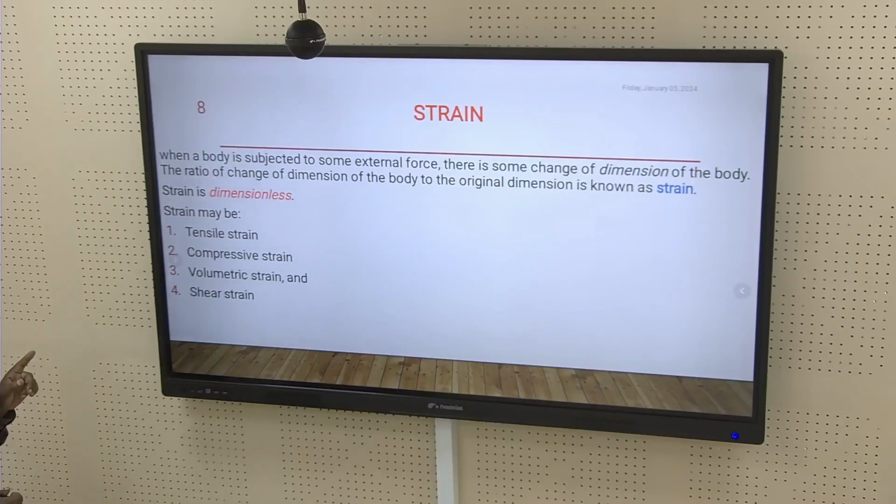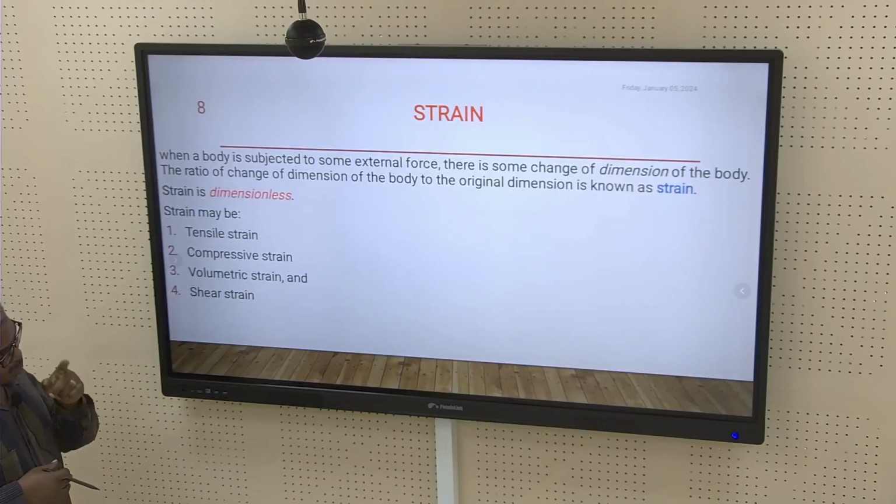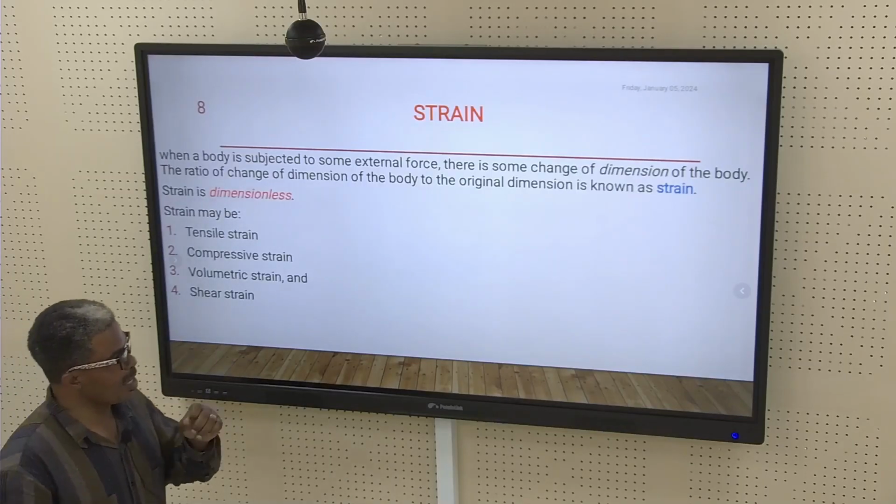The ratio of the change of dimension of the body to the original dimension is known as strain, because we are going to indicate to have the ratio. The ratio, that means the changed object over the original size of the object is going to give us the ratio. So that ratio is what we term as strain.